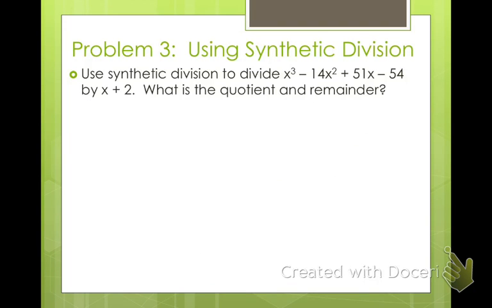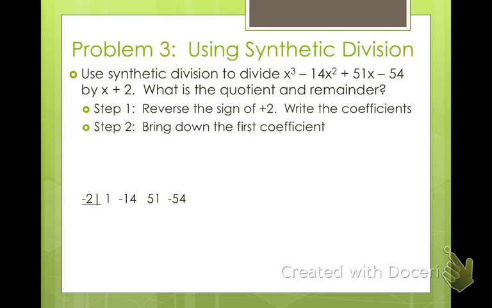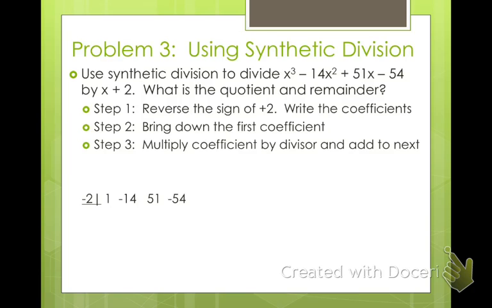So in order to do synthetic division, what we do is we take and reverse the sign of the x plus 2 and make it a negative 2, and then we write the coefficients of our polynomial. So instead of x cubed minus 4x squared plus 51x minus 54, we write 1, negative 14, 51, negative 54. So we put that down here and put that negative 2 in a box. And then second, we bring down the first coefficient. So we bring the 1 straight down.